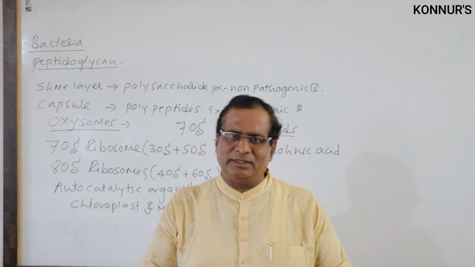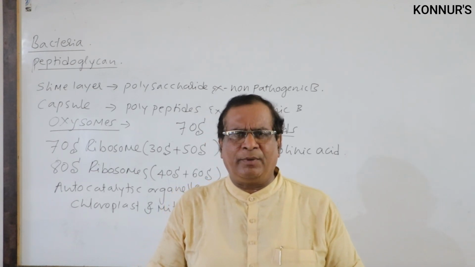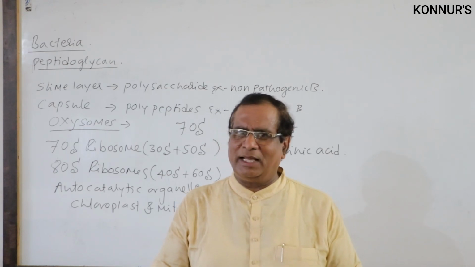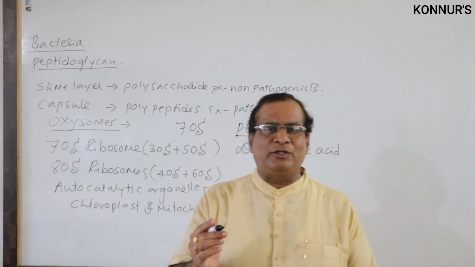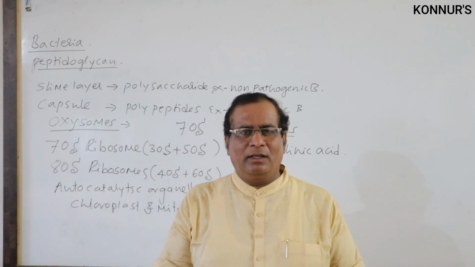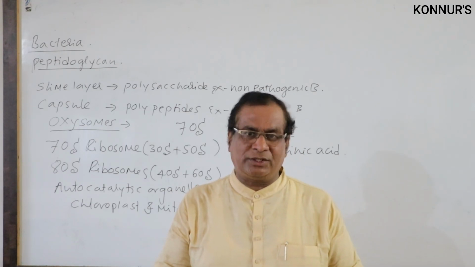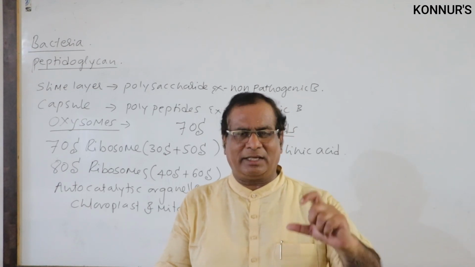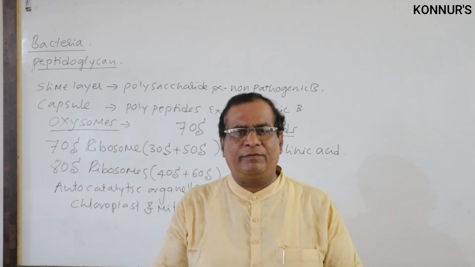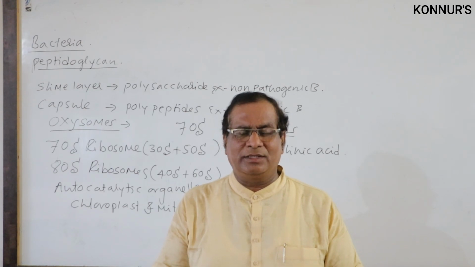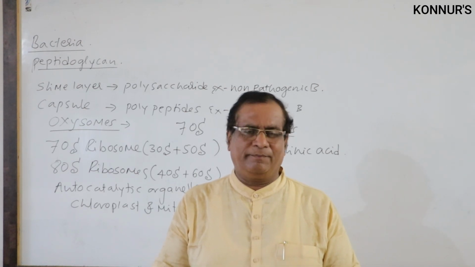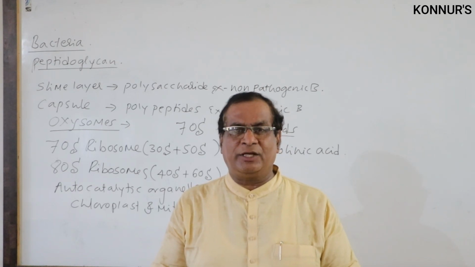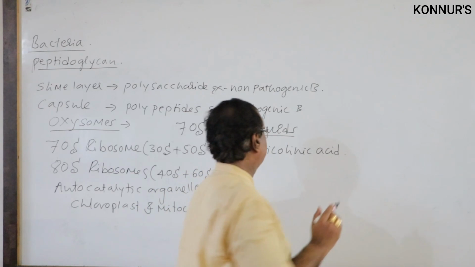In addition to this, a primitive type of sexual reproduction we do find in bacteria. Those are conjugation, transformation, and transduction. Those are the three primitive types of sexual reproduction taking place in bacteria. And let us see a classification of bacteria.